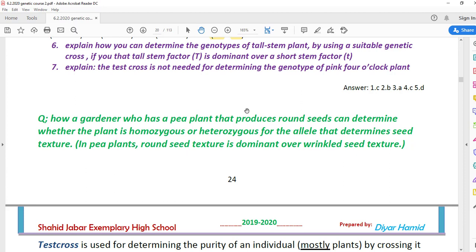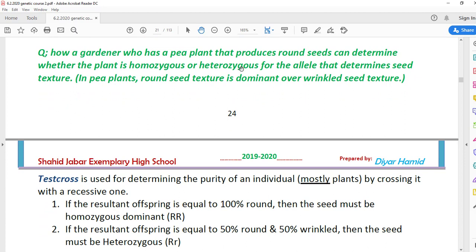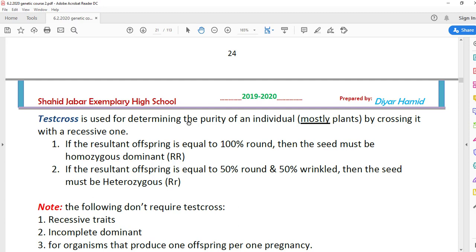Question number 7: the test cross is not needed for determining the genotype of pink flower. How can a gardener who has a pea plant that produces round seed determine whether the plant is homozygous for the allele that determines the seed texture in the plant? The round seed texture is dominant over the wrinkled seed texture. We need a test cross. If the round seed is pure, it is fine, but if it is hybrid, the result will show it.